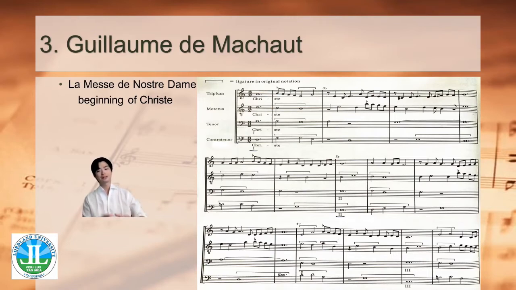The Gloria is based on a monophonic chant, Gloria, that is paraphrased at times in different voices, most often the tenor and the contratenor, shown by the notes marked with X in the picture.